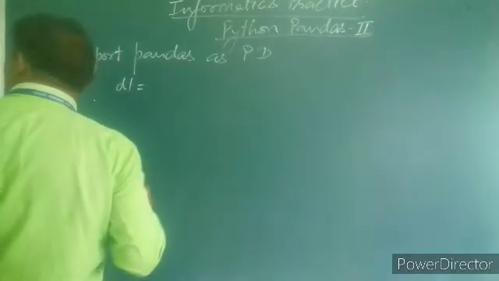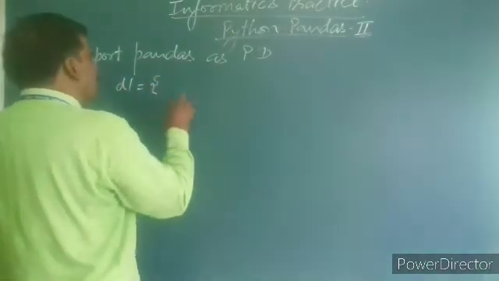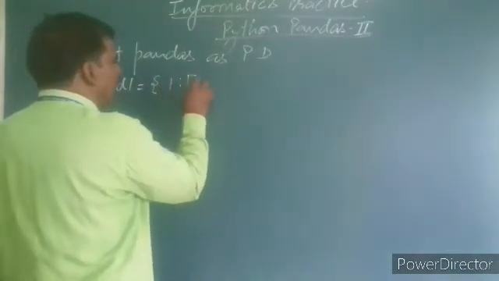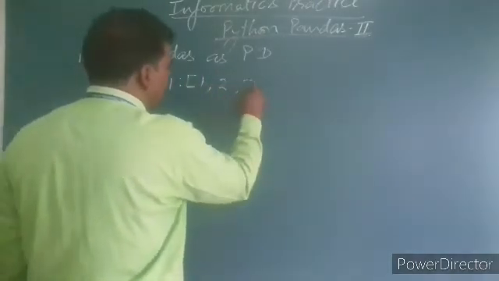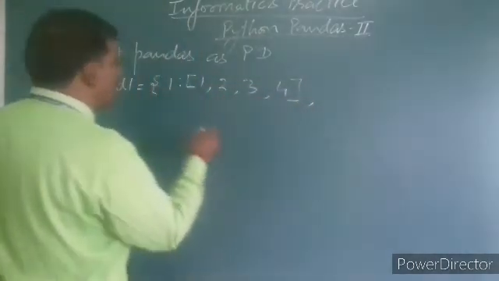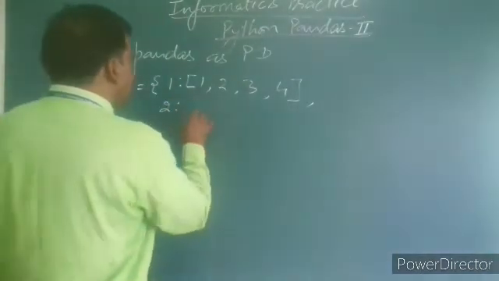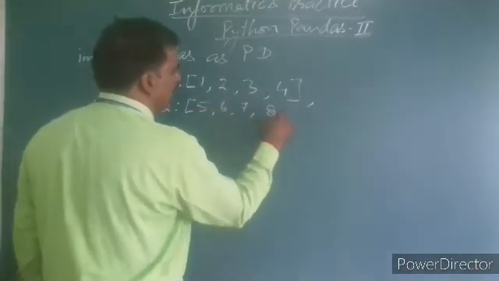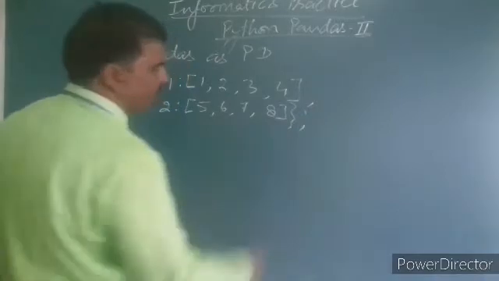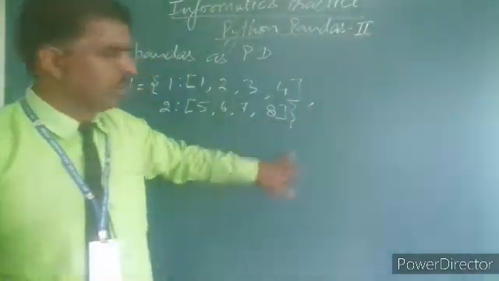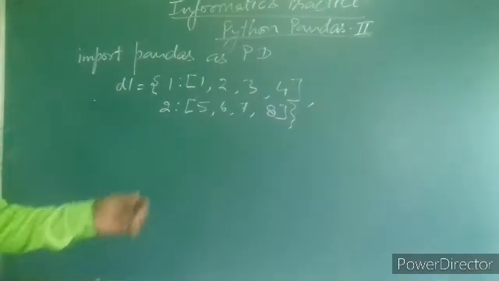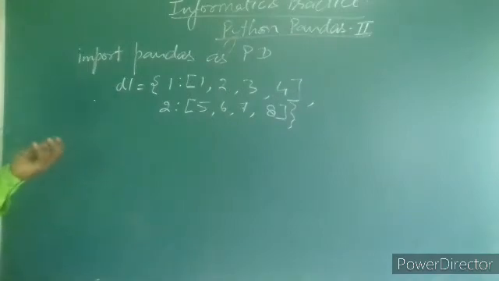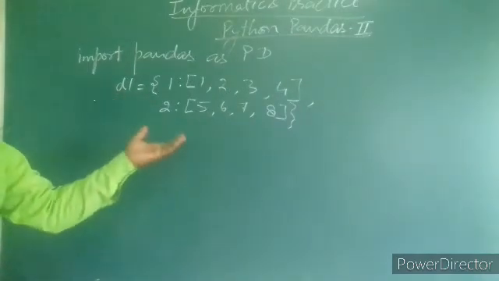d1 equals any data we are taking, like 1, 2, 3, 4. After that, second keys we are taking 5, 6, 7, 8. After that, we are closing it. Actually, the semicolon will not be applied here. As you know, semicolon is the indication of termination, but we are not terminating the data.